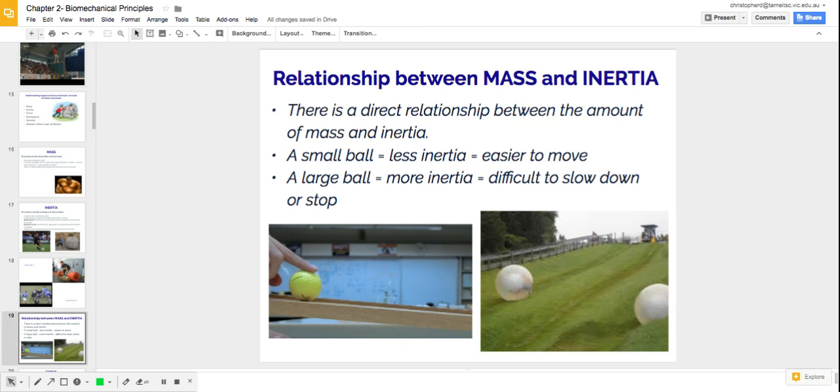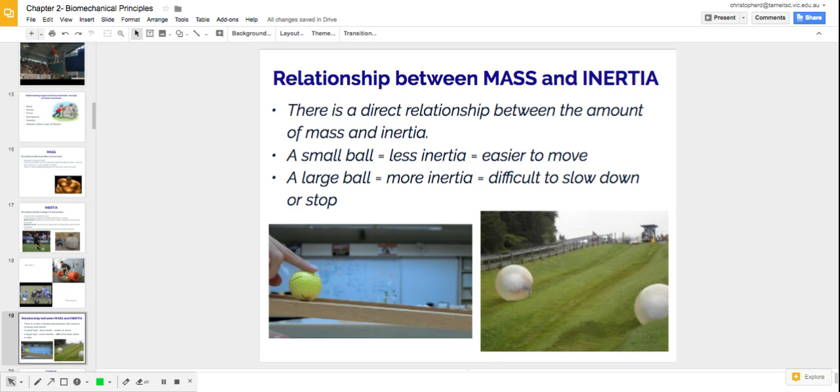So the relationship between mass and inertia is a direct relationship, meaning if we have a small ball, for example our little golf ball here, it's going to have less inertia, which means it's going to be easier to move. You should be able to understand that if you just roll either a table tennis ball or a golf ball, it's pretty easy to move. It's also pretty easy to stop.